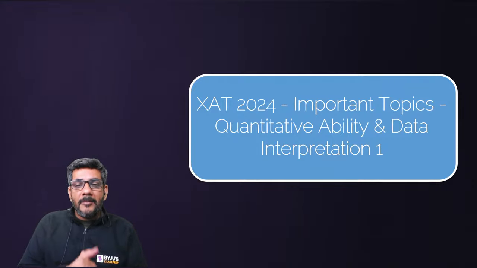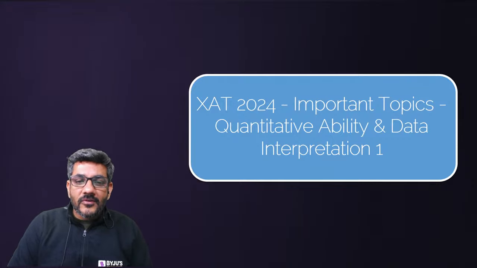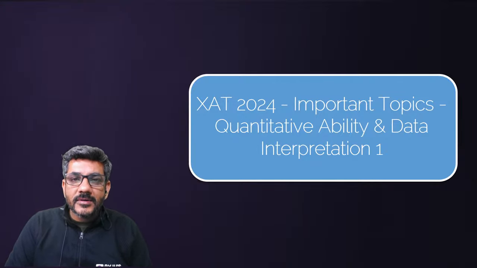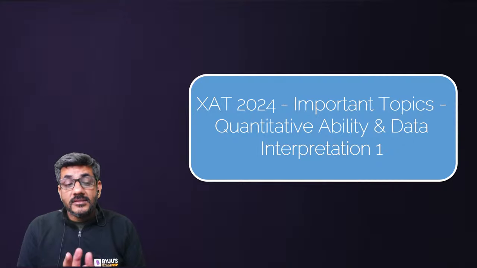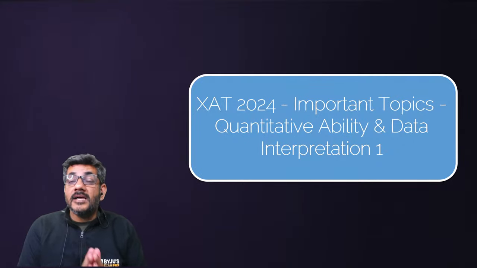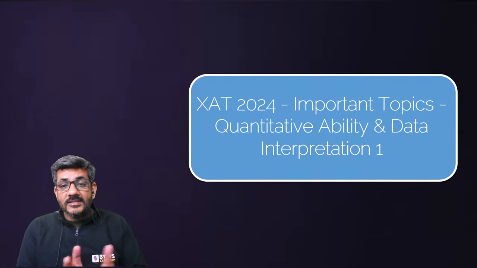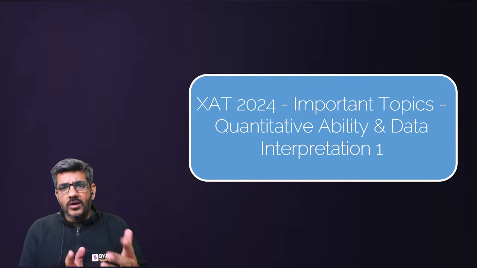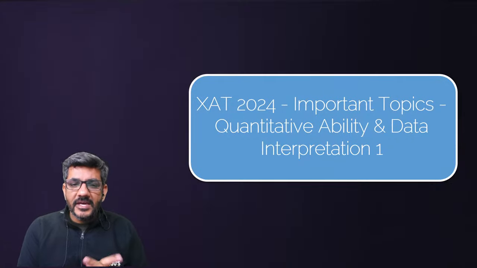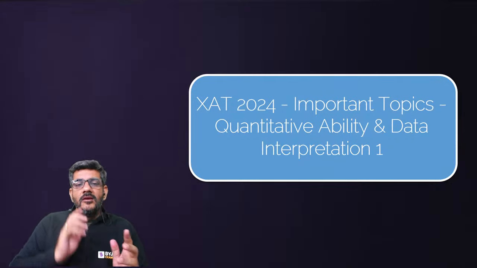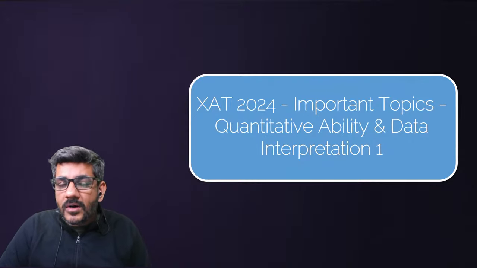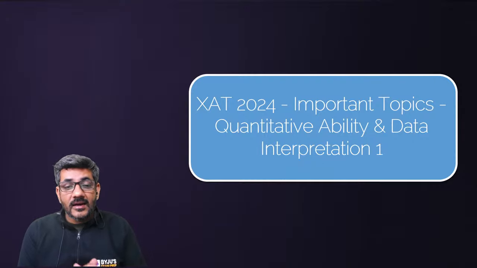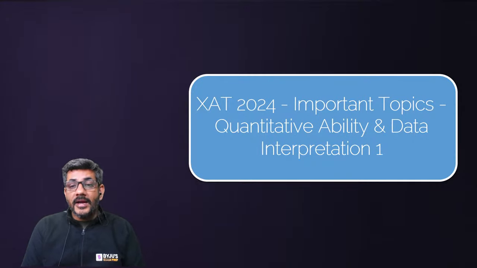So here I am with the important topics for Z. This is the first session that we are having, for quantitative ability and data interpretation. As you all know, in Z we have QA and DI as one single section, right? Decision making is one section, then we have verbal ability and reading comprehension. Rather, they call it, I think, VA, VALR rather than VARC, right? So these are the three areas. So one of them, the most important one, I think, because generally students feel that they are able to score more in QA and DI section.